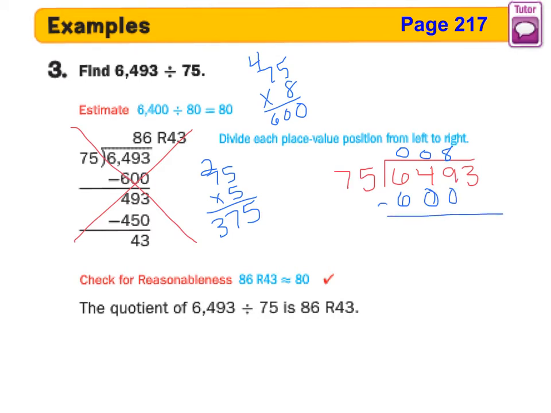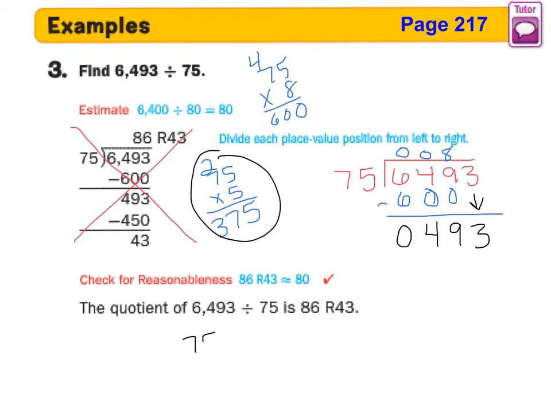And subtract. Change color so you can see it better. 9 minus 0 is 9. 4 minus 0 is 4. And 6 minus 6 is 0. So I'm going to bring down the 3. And when I multiplied 75 by 5, I got 375. So I'm going to try one group bigger just to see.